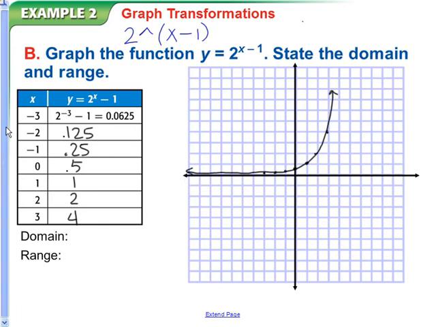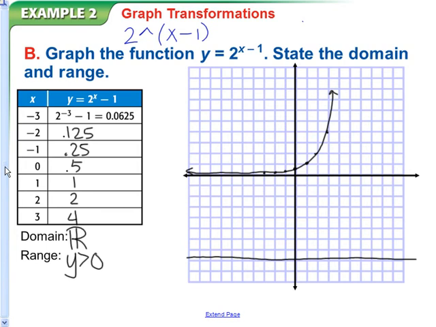So domain is all real numbers again. The range, though, y is greater than our asymptote at 0. So it's always above this line right here. So y is greater than, not equal to, just greater than 0.